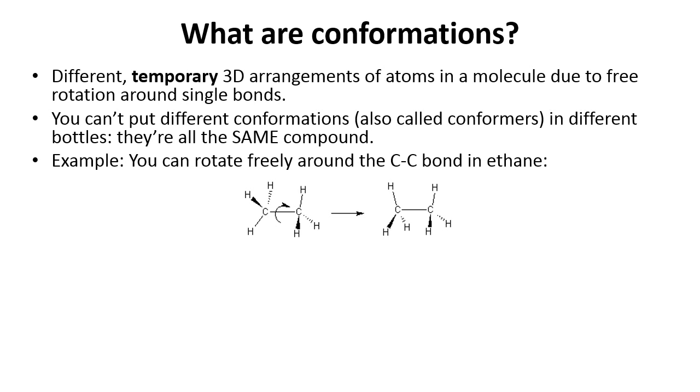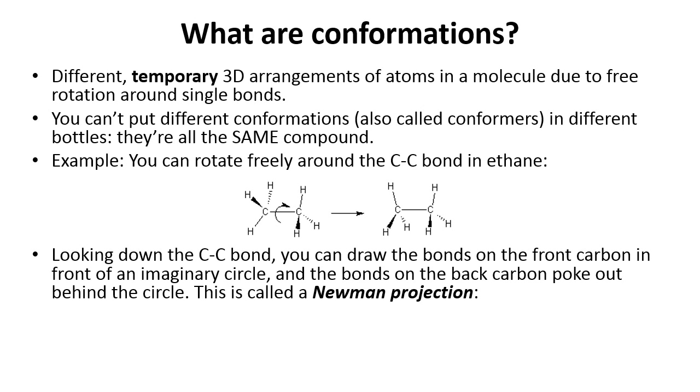Looking down the CC bond, you can draw the bonds on the front carbon in front of an imaginary circle, and the bonds on the back carbon poke out behind the circle. This is called a Newman projection. The first structure that you see is a sawhorse projection. That's the one where the carbon-carbon bond is shown horizontally. Let's take a closer look at these ethane conformers.